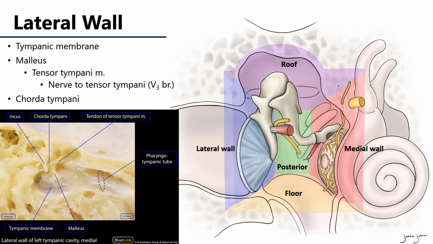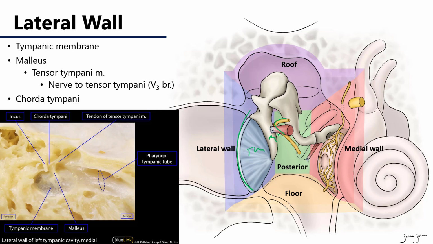So let's take a look at some of the notable walls. Let's start with the lateral wall there. The lateral wall hosts the tympanic membrane. We should also be able to see the manubrium of the malleus, perhaps even chorda tympani.